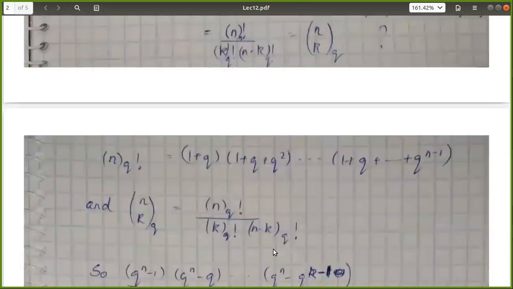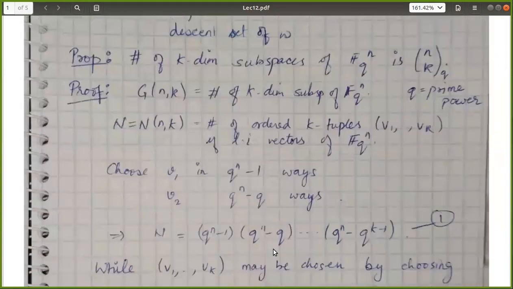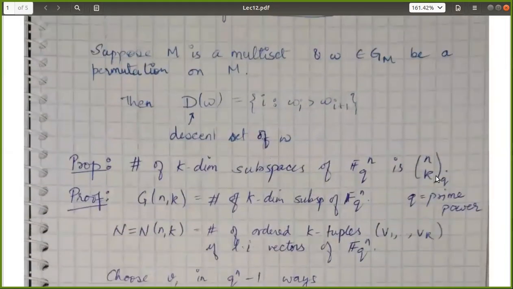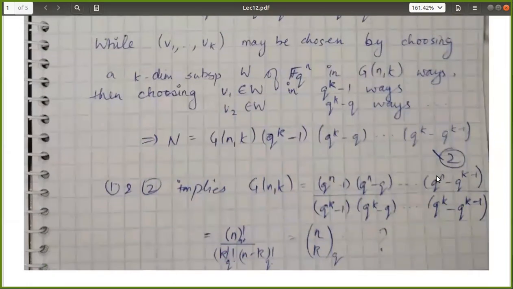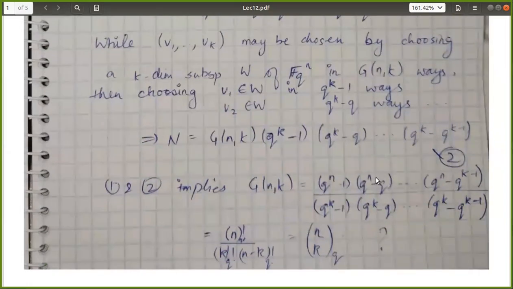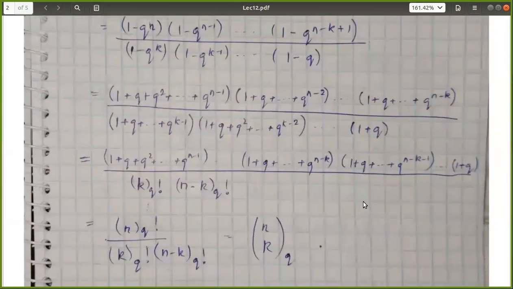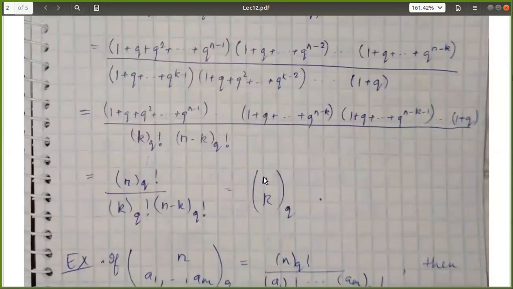And hence, what we were asked to prove here is done, because till here we deduce that g and k happens to be this, and then when you manipulate further, you get that this is actually equal to the q multinomial coefficient n choose k, or rather n multi choose k. Okay.